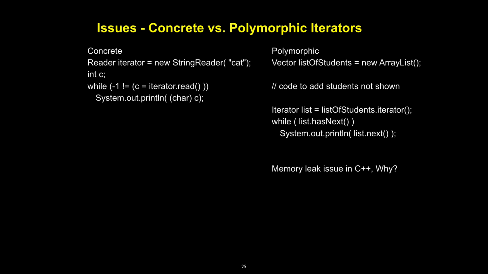And so I could change this from an array list to a vector, and this loop still works, right? Because I don't know the concrete type, which makes my code more flexible. Okay, any questions?